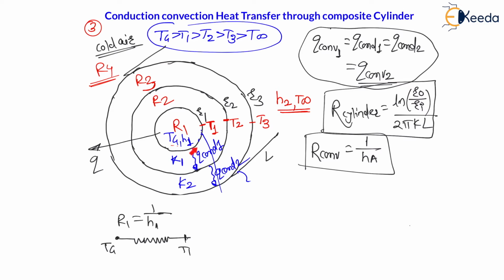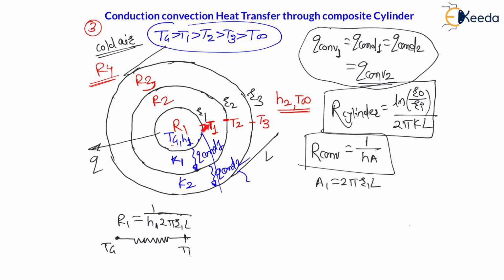Now what will be the inside area? Area A1 for convection heat transfer is the exposed area, that is 2 pi R1 into length L. Therefore A1 is equal to 2 pi R1 L, and R1 equals 1 upon H1 into 2 pi R1 L. This will be the convection resistance for the hot gas and the inner surface.